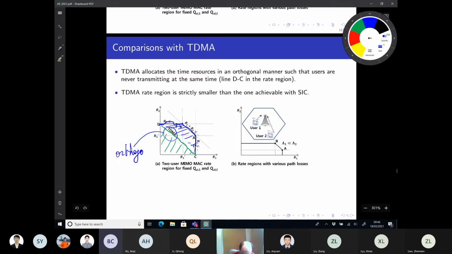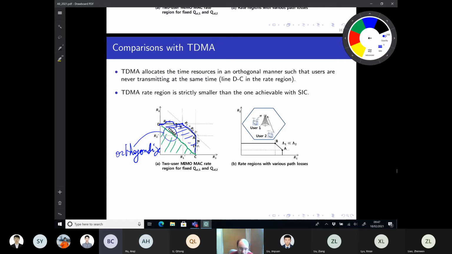This is when you orthogonalize the resource. You always make sure that user 1 and user 2 never interfere with each other. So either they transmit at different time instances or on different frequencies, they do not share the same resources, so they never interfere.